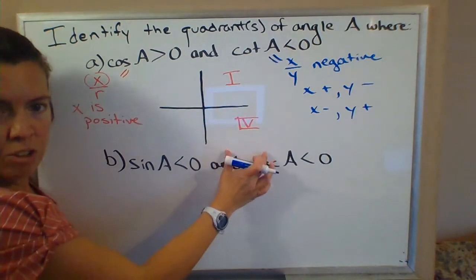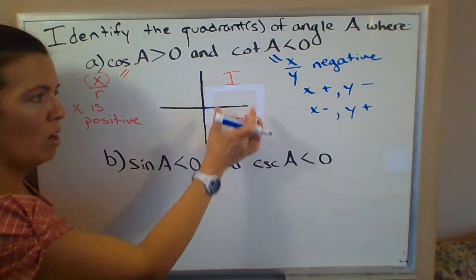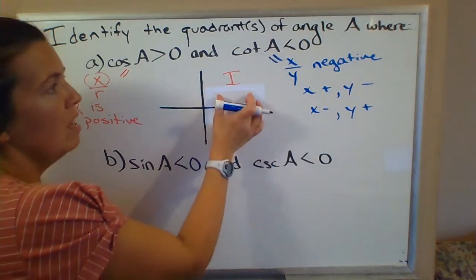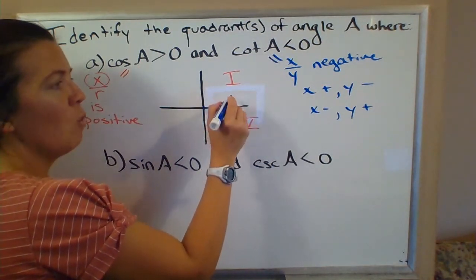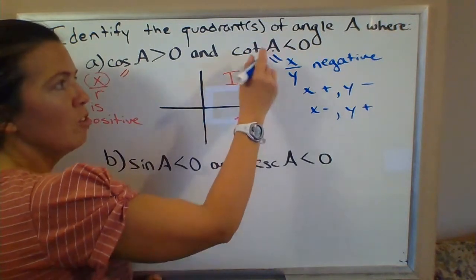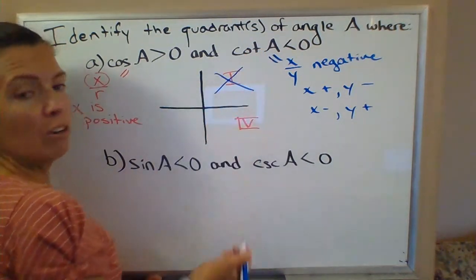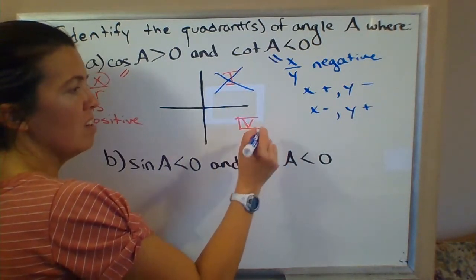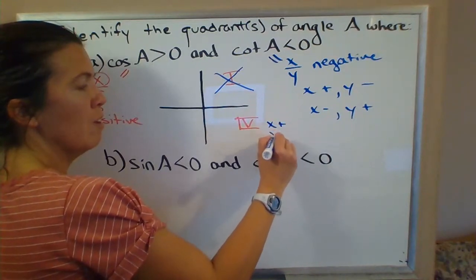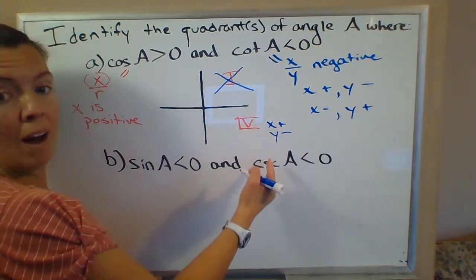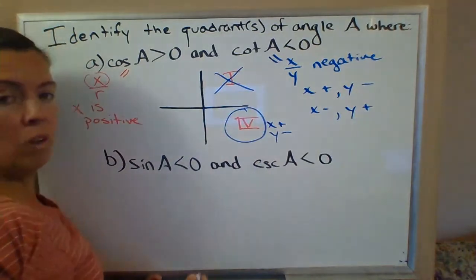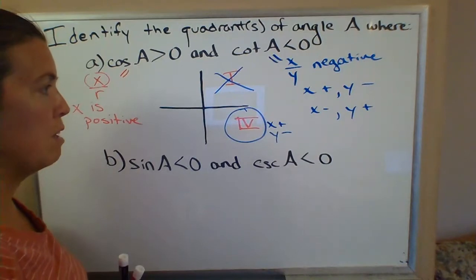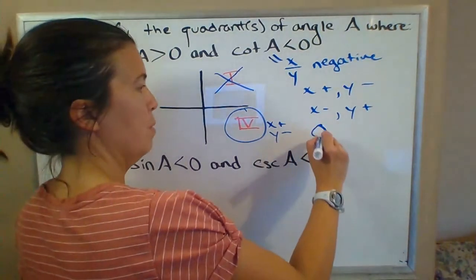Now, we know our answer has to be quadrant 1 and or quadrant 4 in order for this to be true. So we can just focus on these two options. In quadrant 1, x and y are both positive. So cotangent will not be negative in quadrant 1. In quadrant 4, x is positive and y is negative. So x over y will be negative. And so the only quadrant that works for this first part of the question is quadrant 4. That would be your answer. I'll put that over here.